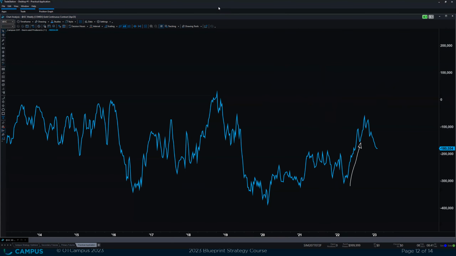So in other words, what is going to be important for us is the higher they go, the more they're buying, the more bullish they are. And the lower they go, the more bearish they are.